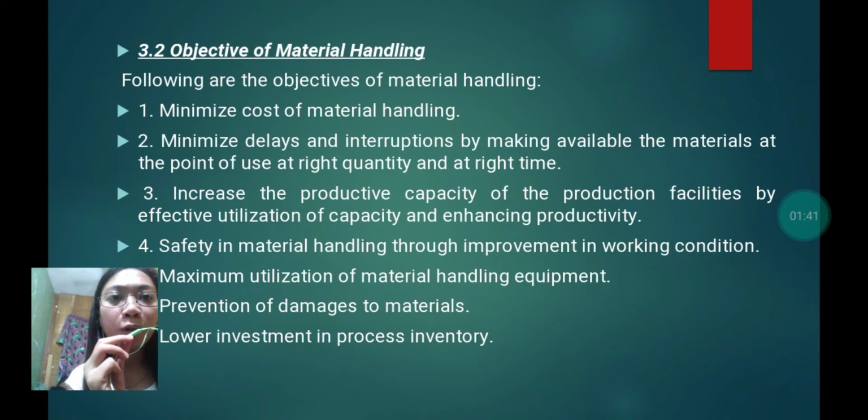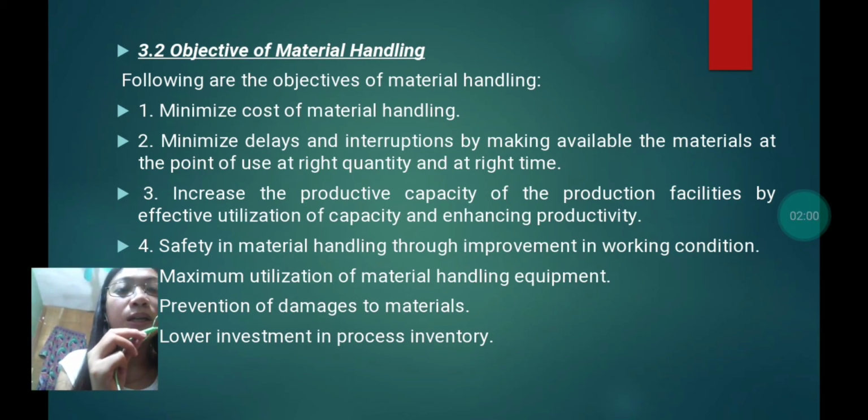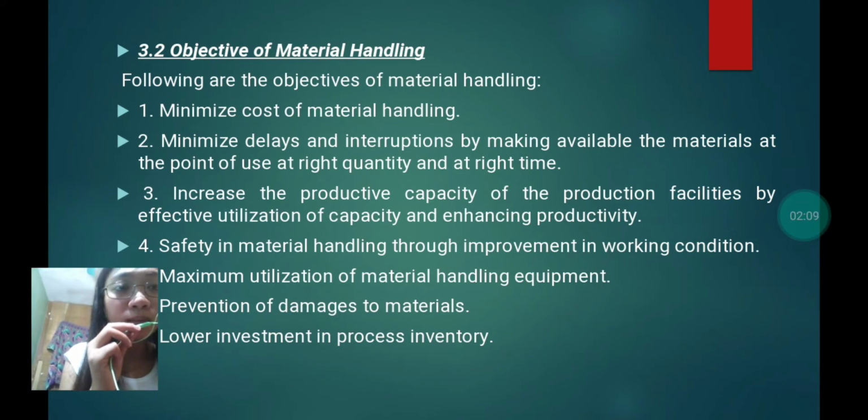Okay, so in 3.2, we have objectives of material handling. First, minimize cost of material handling. Second, minimize delays and interruption by making available the materials at the point of use at the right quantity at the right time. Third, increase the productive capacity of the production facilities by effective utilization of capacity and enhancing productivity.